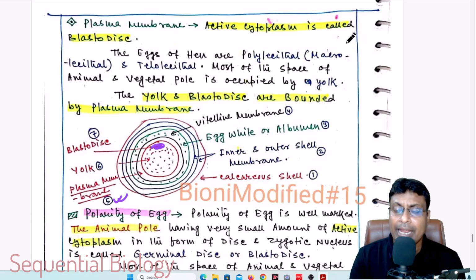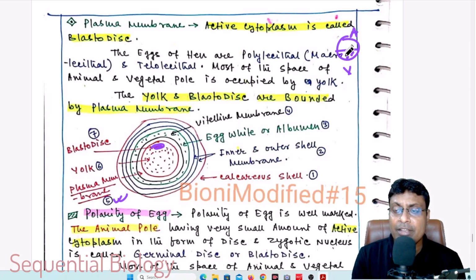Then any egg has two polarities. It has two poles, one is the animal pole and the other is the vegetal pole. An animal pole is usually a yolk-free region and the vegetal pole is usually a yolk-laden region. And since yolk prevents cleavage, during cleavage many cells are formed in this animal pole region, and this will form a huge number of small blastomeres.